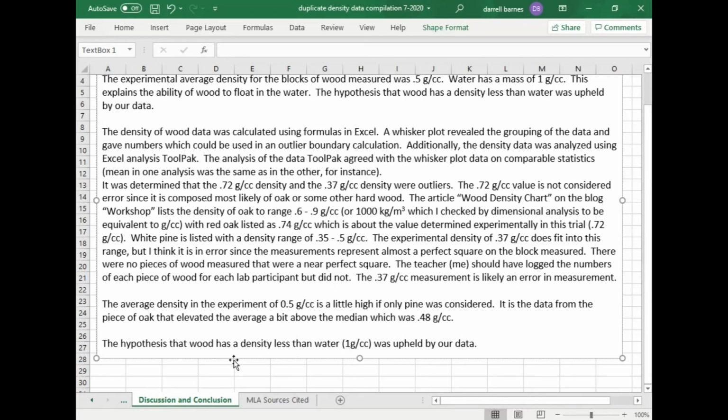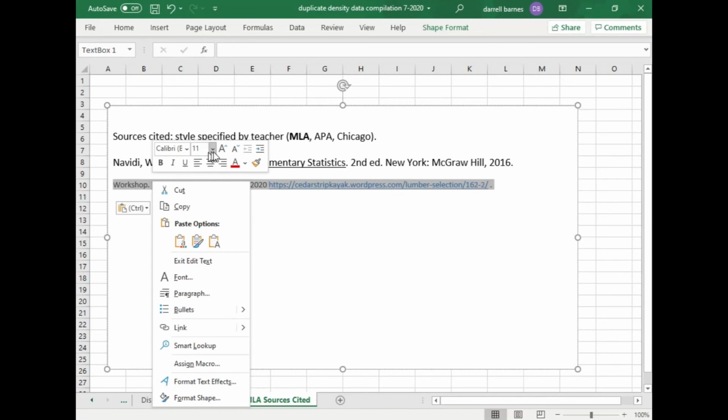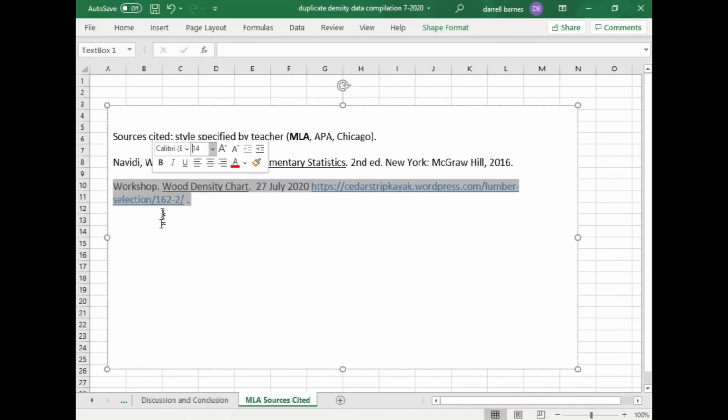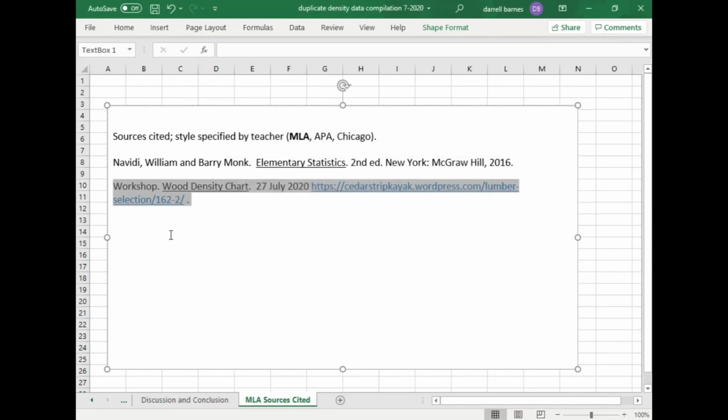Very good. Okay, so let's go to MLA Sources Cited, and I do have a citation for the blog where I got the density information. We're going to paste that here, and let's put that at 14 as well. And remember that the MLA citation has a little bit of an indentation. So we're going to right click, go to paragraph, and do a special hanging indent of a half inch.